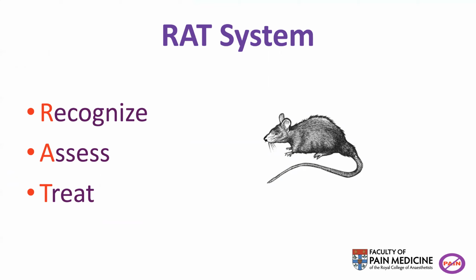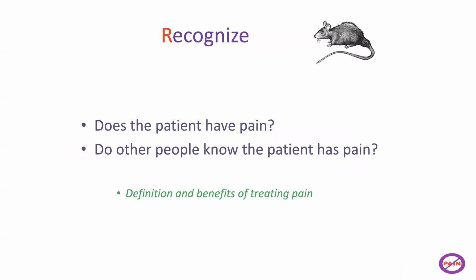So firstly, looking at recognise, does the patient have pain? Do other people know that the patient has pain? Which sounds really quite an obvious thing to say, but it's actually thinking about how people are recognising, is the whole team recognising, are carers recognising that the patient has pain? And this also goes into the definition of pain and the benefits of treating pain. So there's a wider capture of information there.